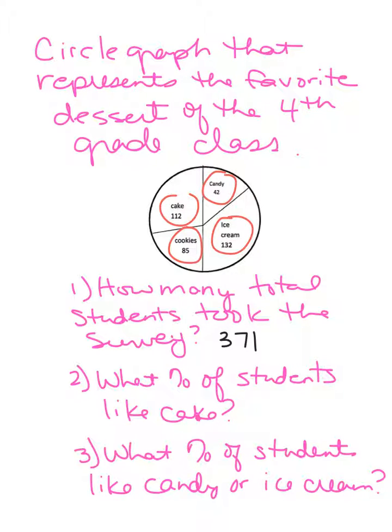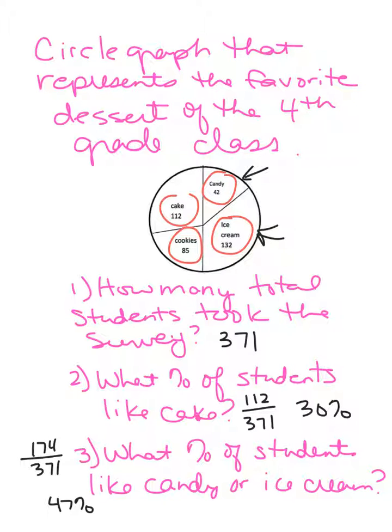What percentage of students like cake? Well, we're going to take the part, which is our cake, 112, over 371, which is the whole, the number of people that took the survey, and we get about 30%. In question 3, it says what percent of students like candy or ice cream? So we're going to take candy and ice cream, add those values together, and we get 174. Divide that again by our total participants, 371, and we have about 47% said they like candy or ice cream.